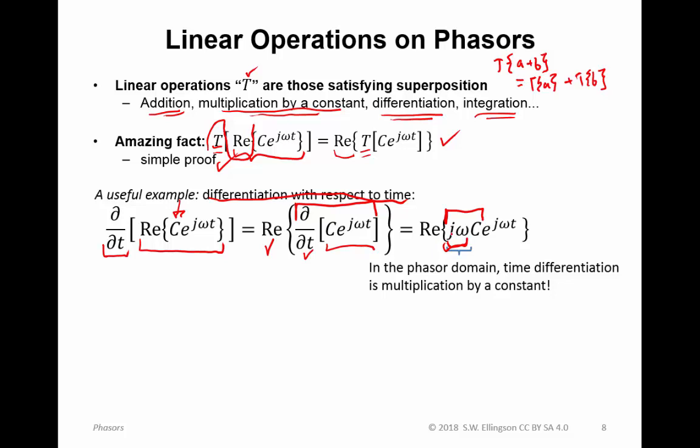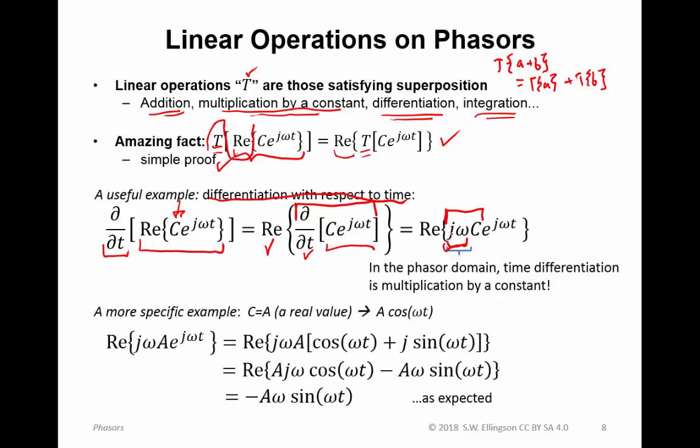And that is incredibly useful because it's simpler. Multiplication by a constant is simpler than taking a derivative. Let me give you a more specific example so you can see exactly what's going on here. Let me take C to be a real valued number. In other words, I'm saying C has magnitude A and phase of 0. So that corresponds to the sinusoid A times cosine omega t.